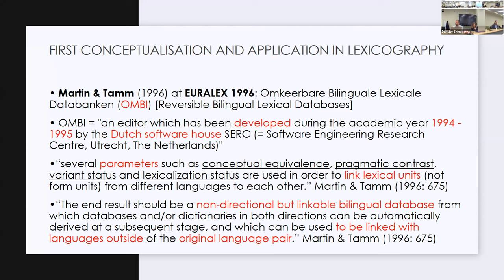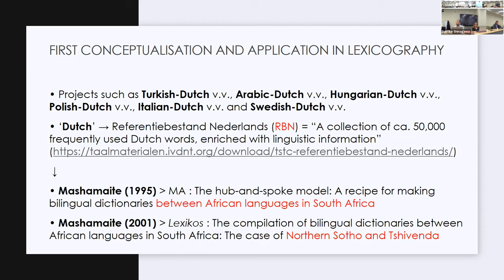It was developed in 1994 by a Dutch company and it uses a number of parameters. They are underlined: conceptual equivalence, automatic contrast, pending status, and lexical status, to basically decide on how to link all the lexical units. They claim it's a non-directional but linkable bilingual database, and in the end, it will be possible to be linked with languages outside of the original pair. How did they do it? Well, they made dictionaries Turkish-Dutch, Arabic-Dutch, Hungarian-Dutch, Polish-Dutch, Italian-Dutch, Swedish, and many more. The core is, of course, Dutch. They made a reference database for Dutch, RPN, about 50,000 Dutch words with linguistic information. Still exists, can be found.